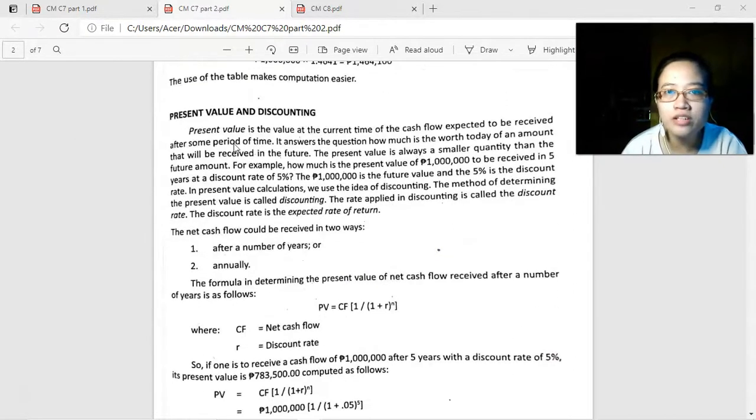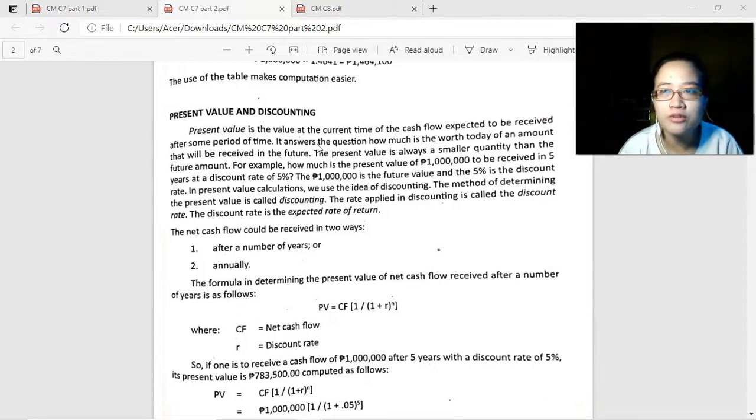Okay? Present value and discounting naman. So, present value is the value at the current time of the cash flow expected to be received after some period of time. So it answers the question, how much is the worth today of an amount that will be received in the future. Okay?